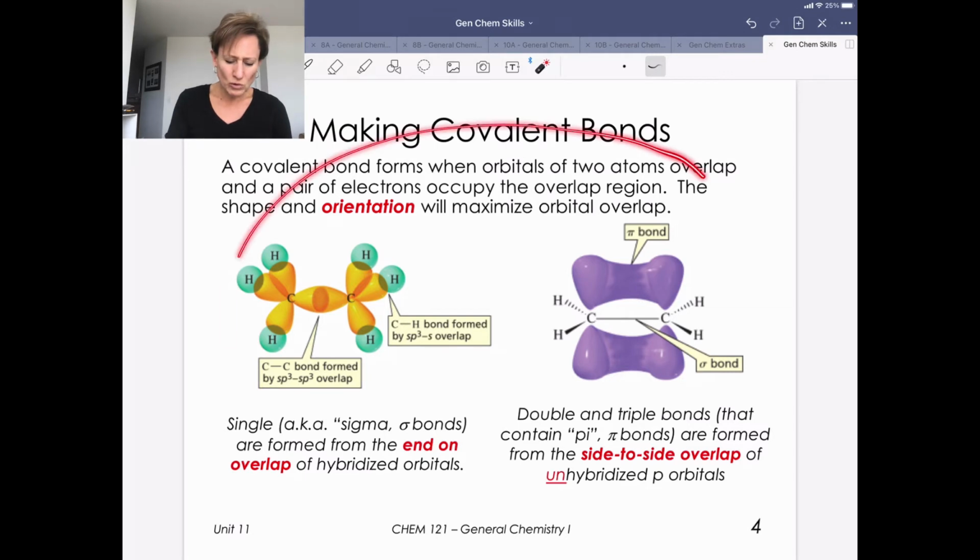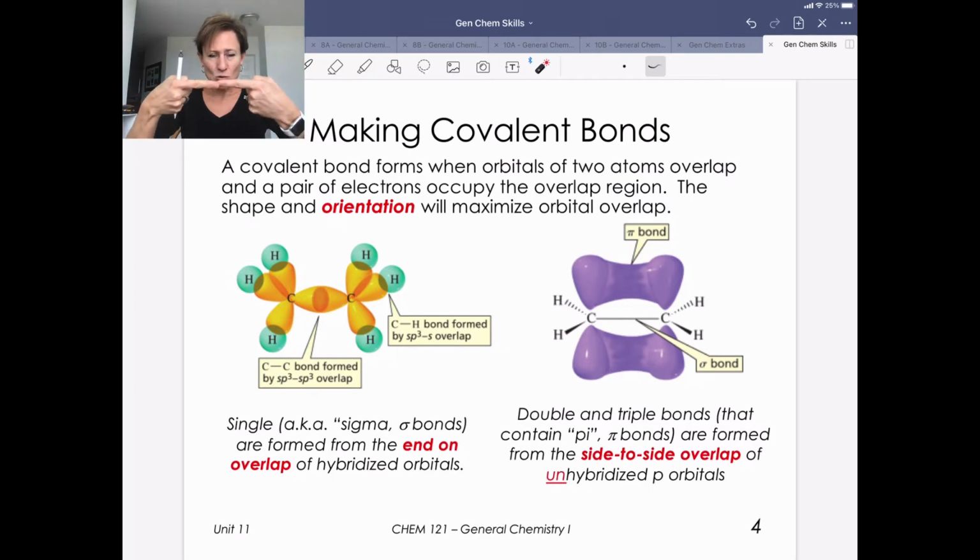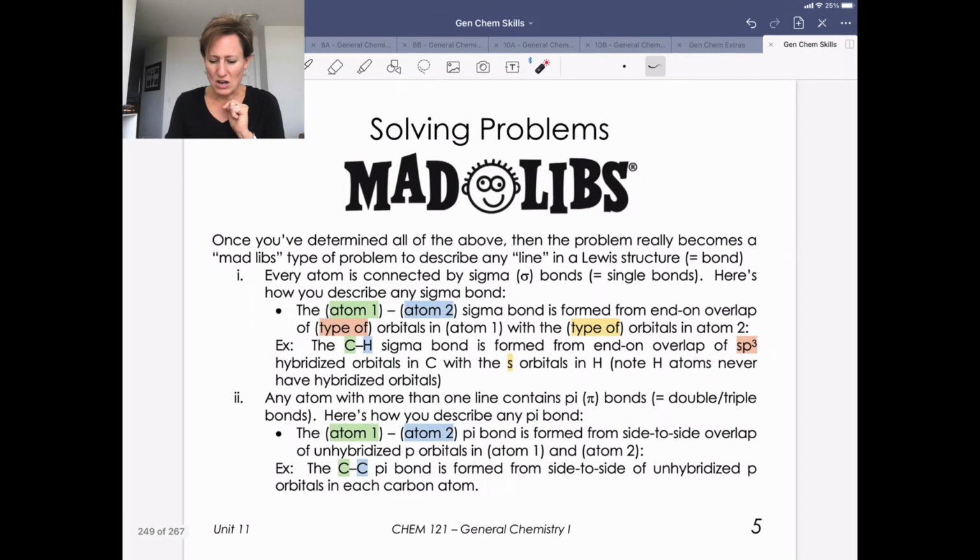So this is a really important slide to highlight the two kinds of bonds that we're going to see. Sigma bonds or single bonds are end-on overlap of hybridized orbitals. And then when we have pi bonds, they're side-to-side overlap of unhybridized p orbitals. That's language you need to make sure that we know.